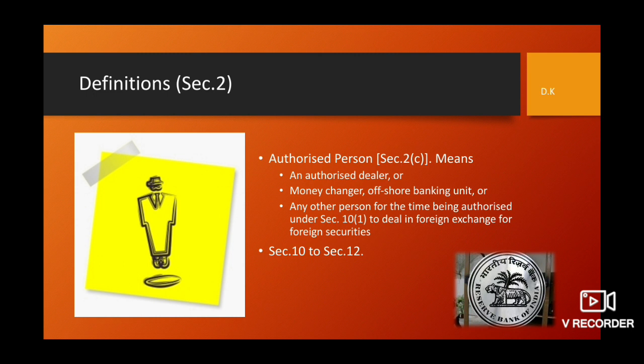Not only appointing the authorized person, it can issue directions to the authorized person to deal with, as well as it has the power to inspect the authorized person whenever it needs. So this is about the authorized person. I think a lot of information is given about the authorized person.